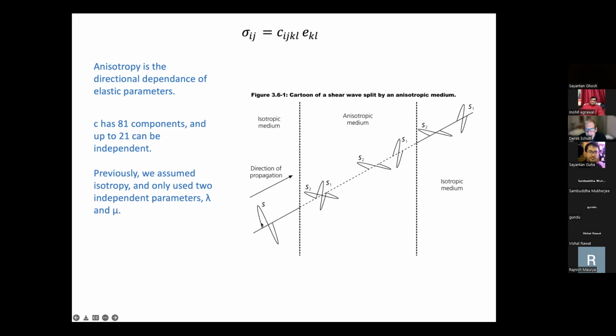In the presence of anisotropy, and we'll talk about this more, a shear wave will be split into 2 orthogonally polarized, separately traveling waves. And this is called shear wave splitting. And it's actually quite useful because it tells us something about the alignment of olivine in the anisotropic medium. And we'll talk about that more.